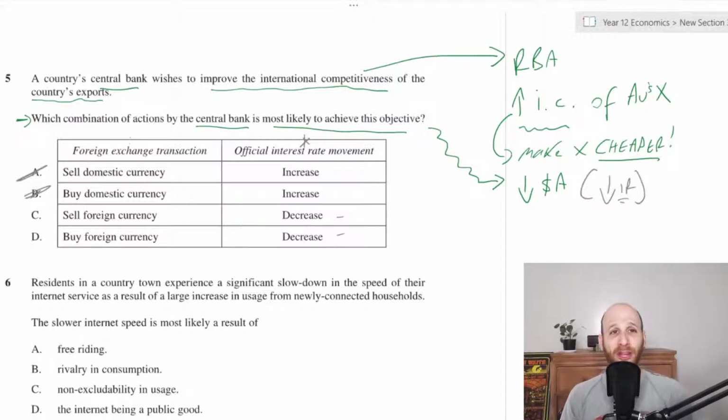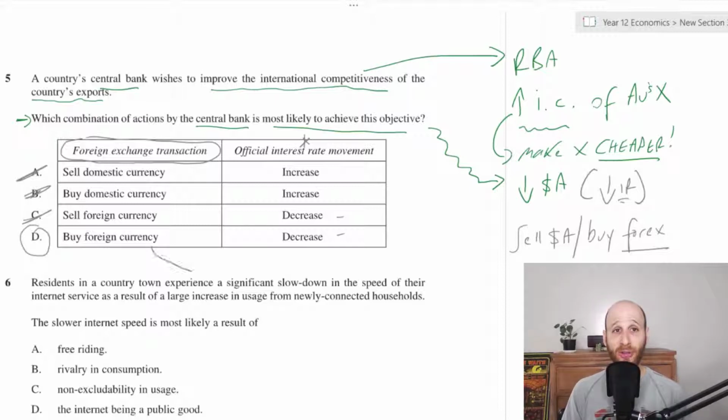Okay, so then I think about foreign exchange transaction. Be very careful. It doesn't say Aussie dollar. That got me the first time when I was trying to do this. So what happens is that the RBA, in order to reduce the value of the dollar, would have to do this. Sell Australian dollar and buy foreign exchange. That's what Forex stands for. So what we're going to do is we want to buy foreign currency, sell the Australian dollar. Our answer here is going to be D.